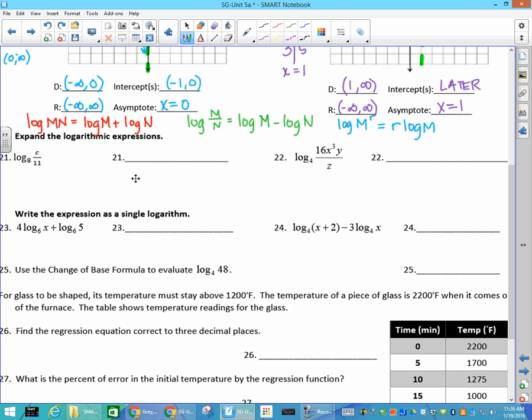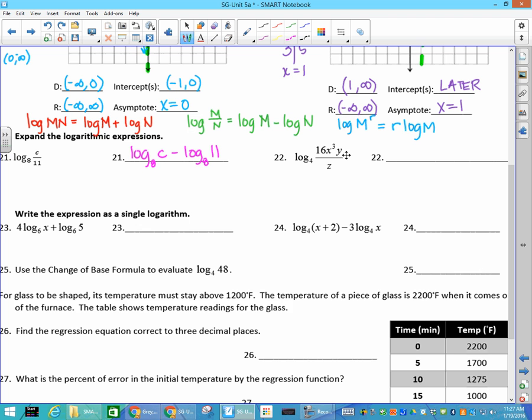Okay? So in using these, log base 8 of c over 11, this is division, and I'm expanding it. When you write it, it's log base 8 of c minus log base 8 of 11. And you do have to evaluate, can I break that up anymore? No. Can I write 11 as a power of 8? No, so I know I'm done with that. Okay, number 22 is a little more involved. If you watched my video the last time, it's basically using all three of these in the same problem.